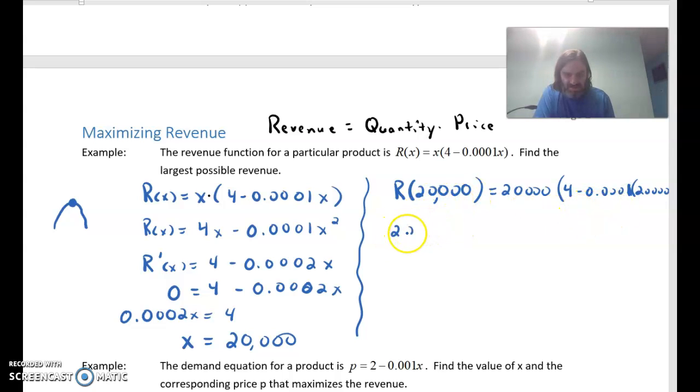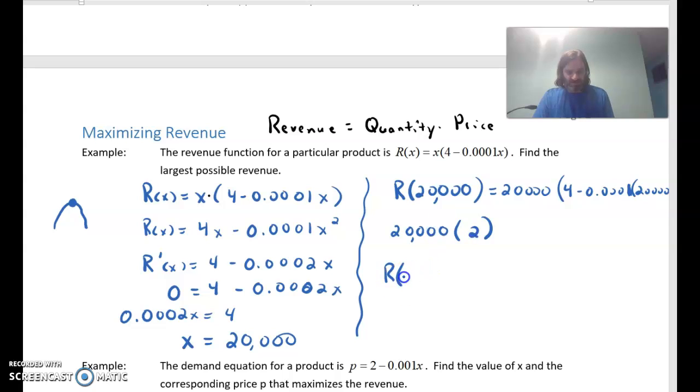Anyway, let's work that out. So we got 20,000 times 4 minus 0.0001 times 20,000. Ooh, a little bit of an error there. 4 minus 0.0001 times 20,000 gives me 2. That's what I thought. So basically, I think I'm selling 20,000 items at $2 a piece.